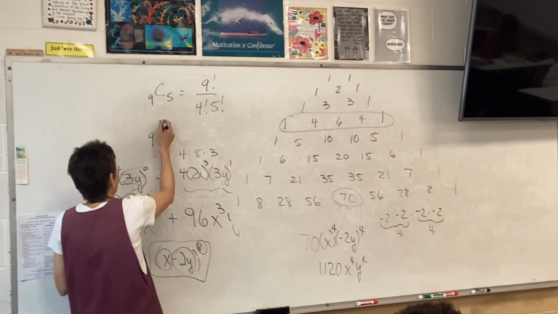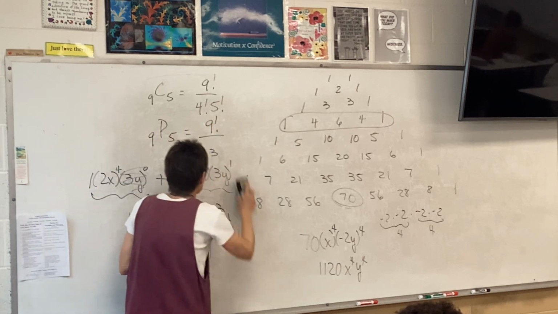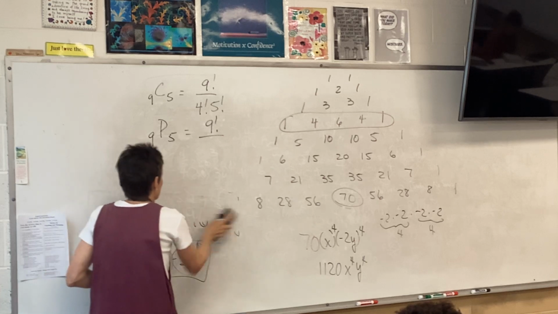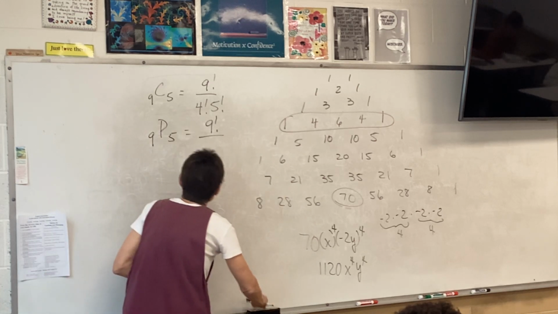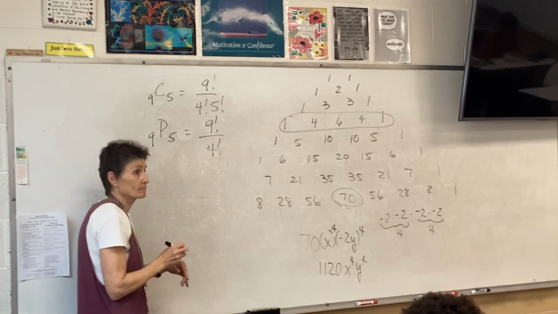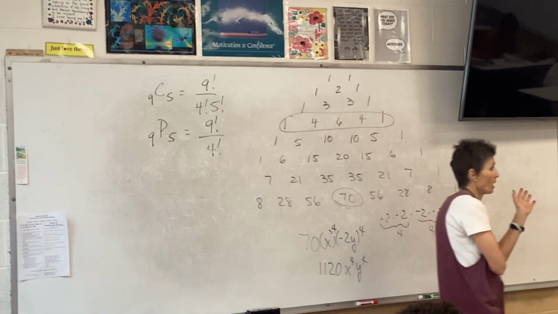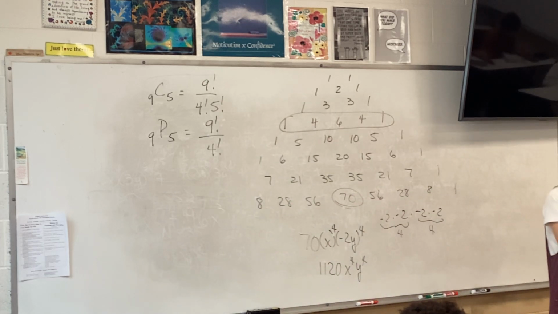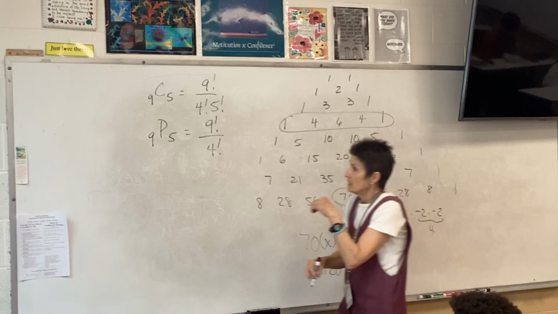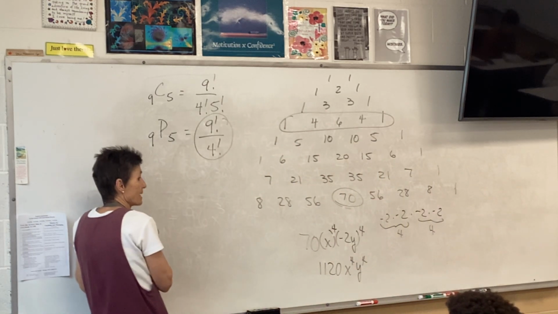A P problem has only one thing in the bottom, and that one thing is the subtraction. So that's gonna be 4 factorial. All right, and that's just something you're gonna have to memorize. So the C has both things in the bottom. The P has only the subtraction in the bottom. Now, this is the answer to the question. I'm not done with it yet, but that's the setup.